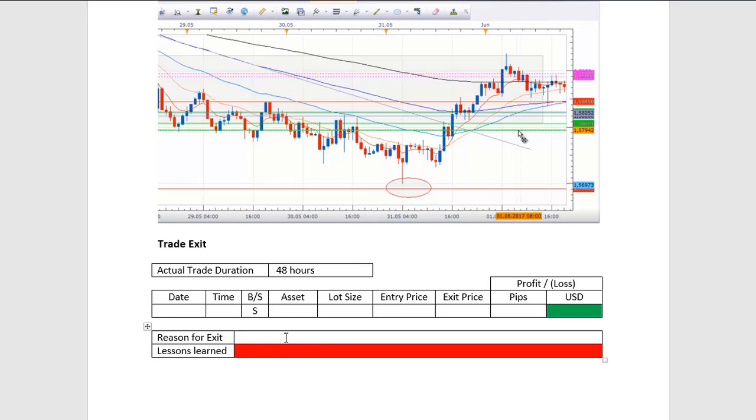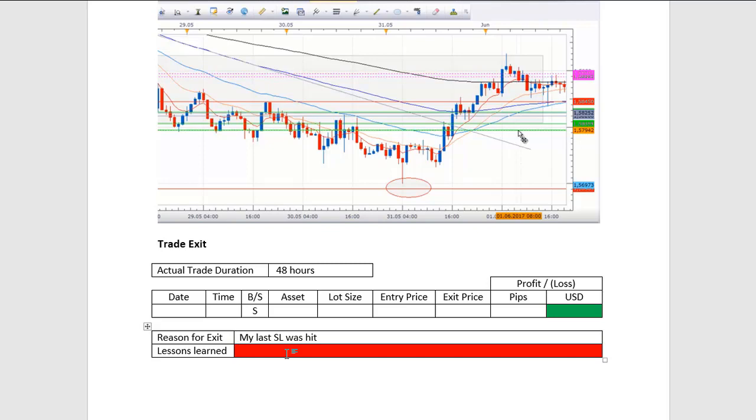Lessons learned. Of course, here are the reasons for exit, so you can say my last stop loss was hit. What was the lesson learned? Sometimes there is no lessons. Obviously, if you strictly follow the system, you can just write down I followed it strictly and my stop loss was hit, then it happens, okay? You move on.